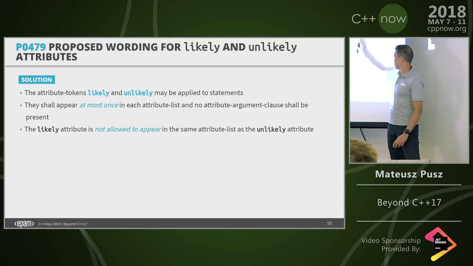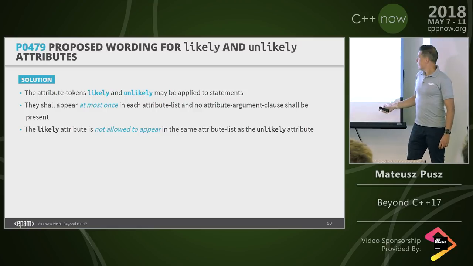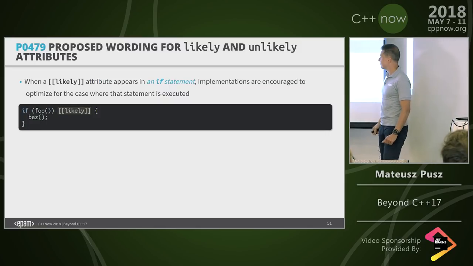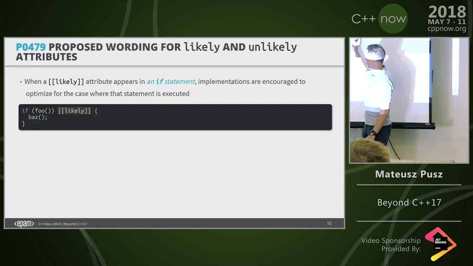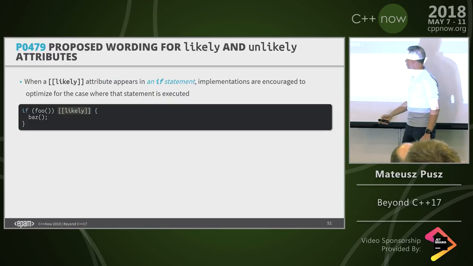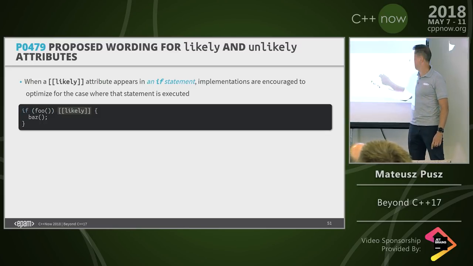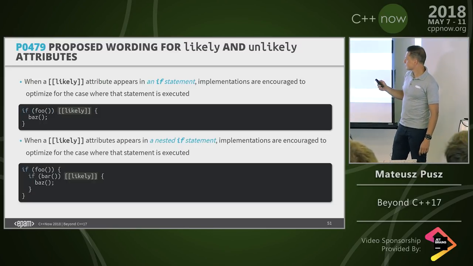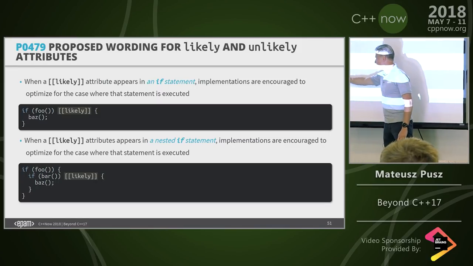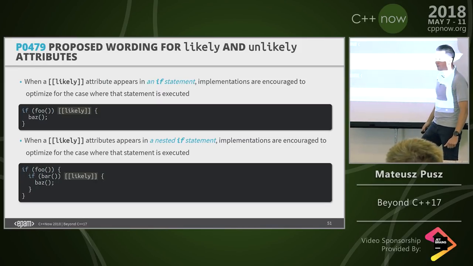It can be provided at most once. Likely and unlikely, of course, cannot appear in the same statement. And this is basically how you type that in an if statement. If the compiler sees something like this, it will optimize as if the function was about to be called, so basically foo will start running true. Also, if it's nested in another if, it will assume that both of these will return true for you.